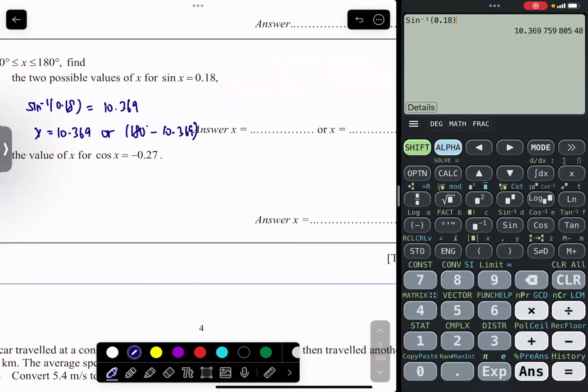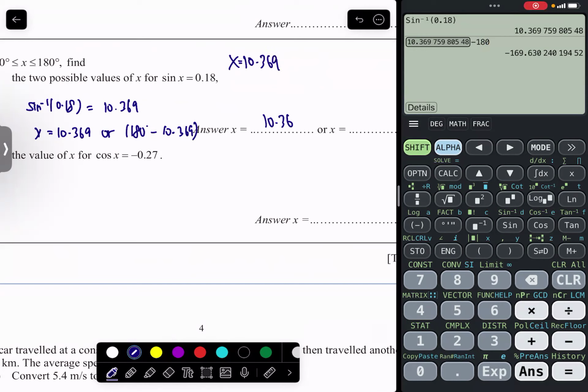Okay, so this is a pretty common question. So x equals 10.369 or 169.63. Then we need to round off for angles. The answer will be to 1 decimal place. So 10.4 degrees or 169.6 degrees.